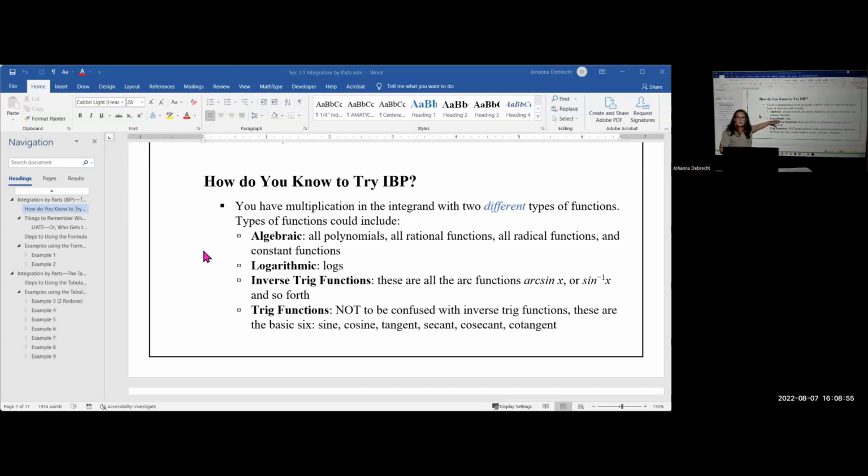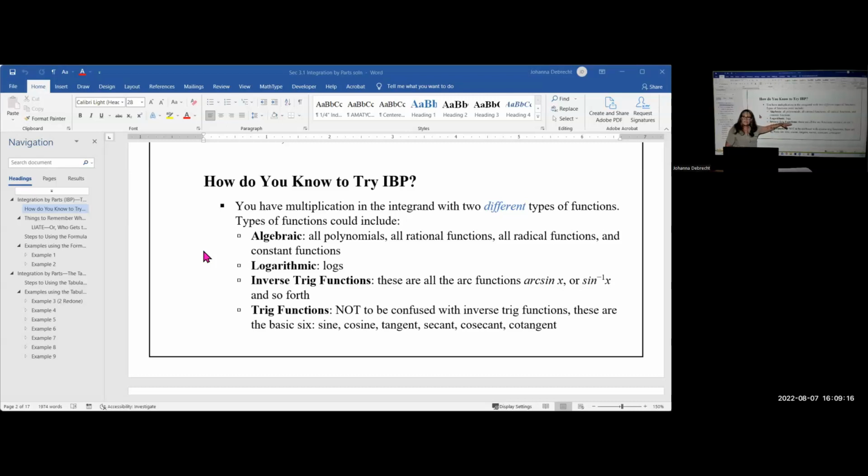And then we've got logarithmic functions. Logarithmic functions are not algebraic. Algebraic is basically adding, subtracting, multiplying, dividing, raising to a power, and taking radicals. That's not what a logarithm does, right? So a logarithm is the power. So a logarithm is a fundamentally different type of function.